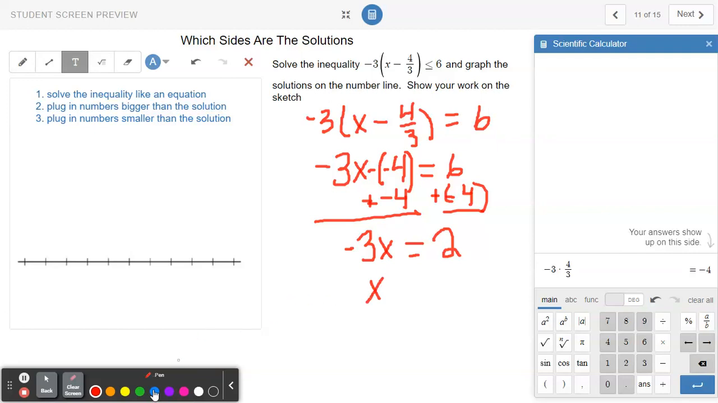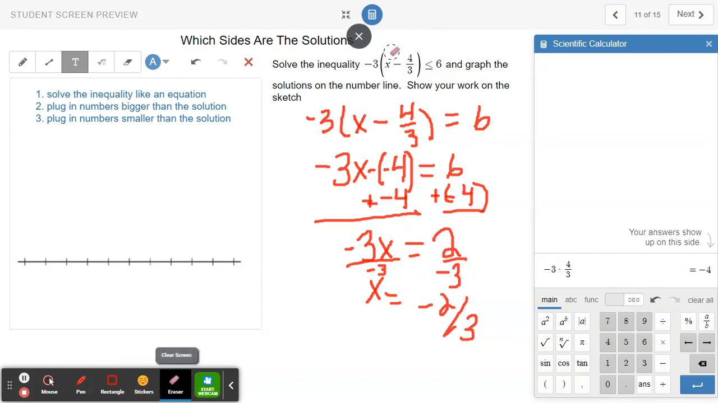So x, in order to solve, we're going to have to not subtract, we're going to have to divide, right? We have -3 x's, so we're going to divide this by -3 and this by -3. So x equals -2/3. That's what makes this true, so that 6 is on this side, right? If x is -2/3, then this whole side is +6. So we solved it like an equation.